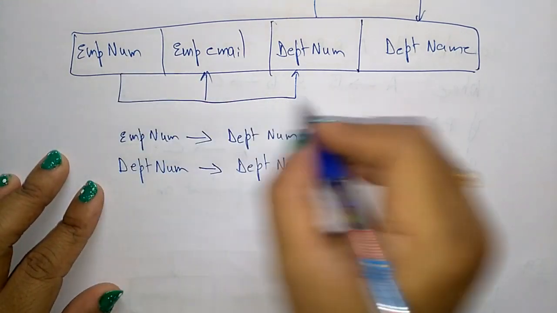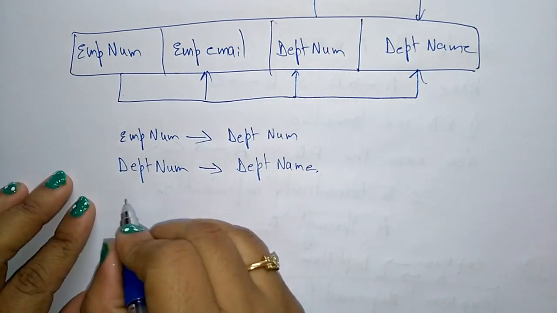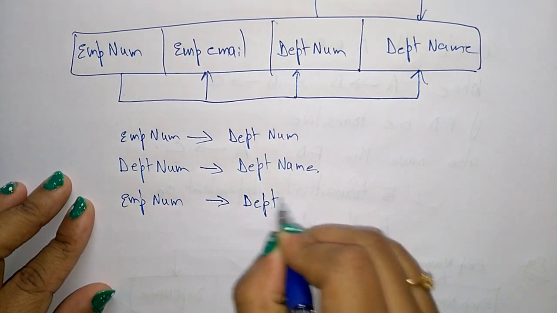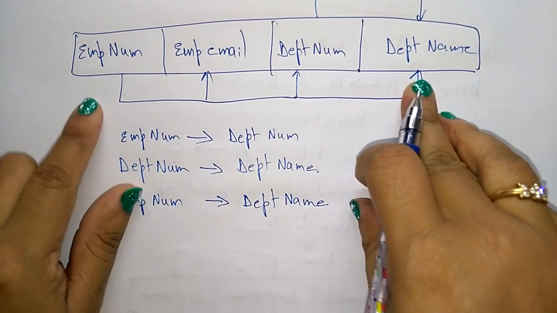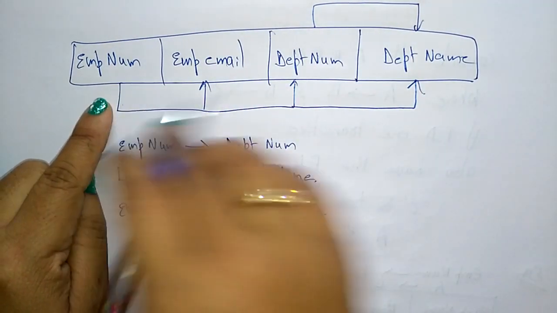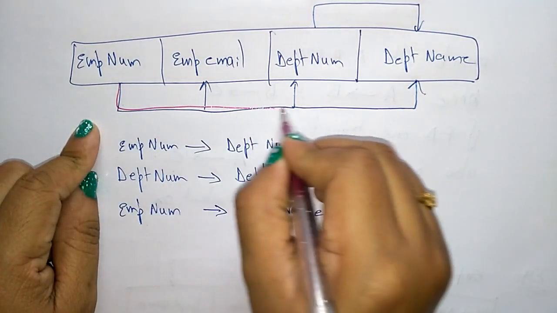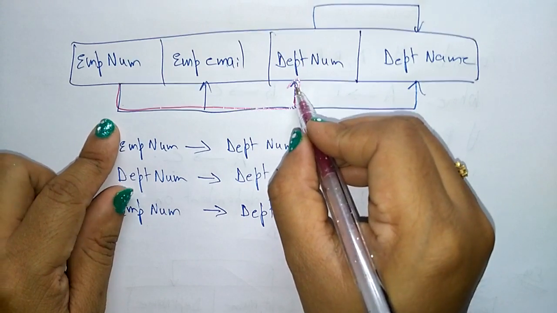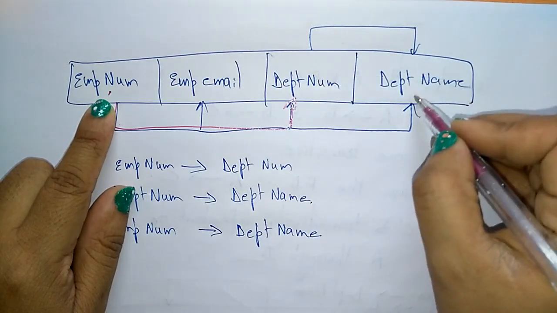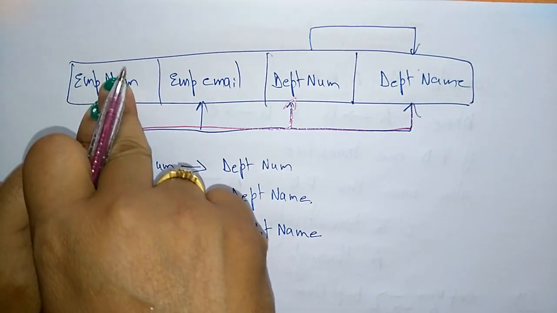Then whenever these two conditions are satisfied, employee number also determines department name. Why does it determine the department name? Because indirectly, first it determines the department number. Whenever department number depends on employee number, obviously department name also depends on employee number.